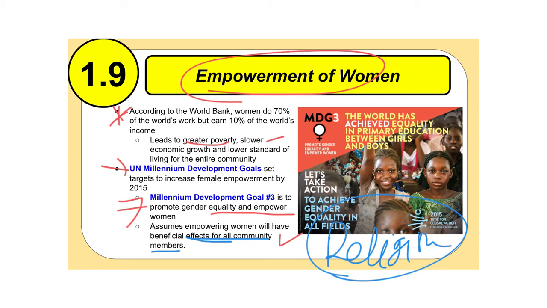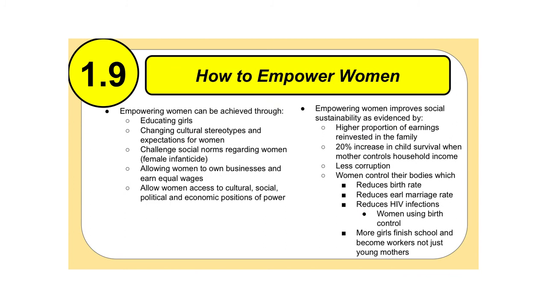Because it just makes sense. If you give women more power, they're going to have the freedom to do things, and they may not be available to do all the things they did before. So it does change the family dynamic, it changes the culture dynamic. So just understand that empowering women does impact the entire community, not just women themselves. So then that brings us to our final point. How do we empower women?